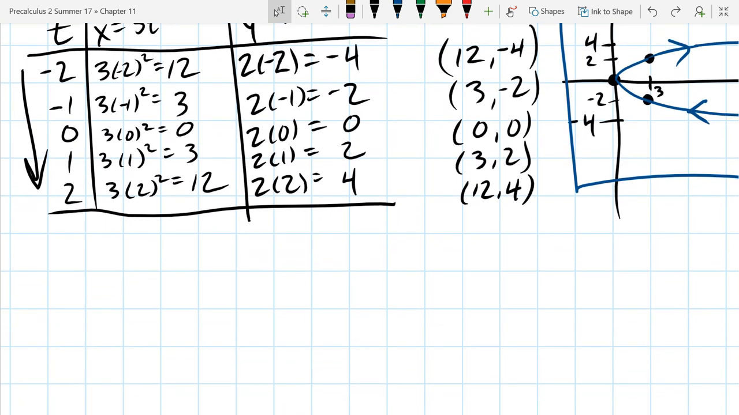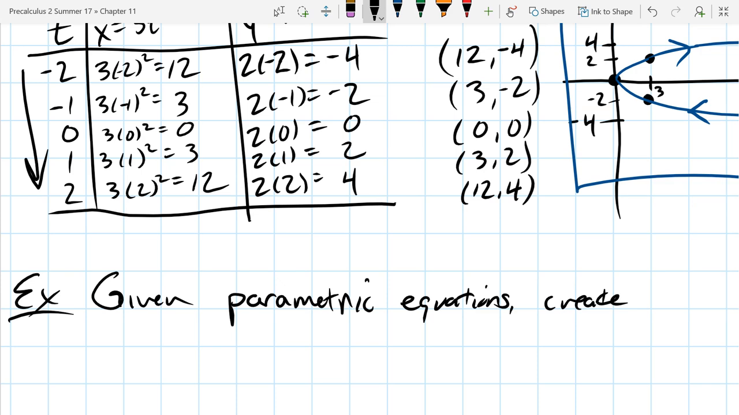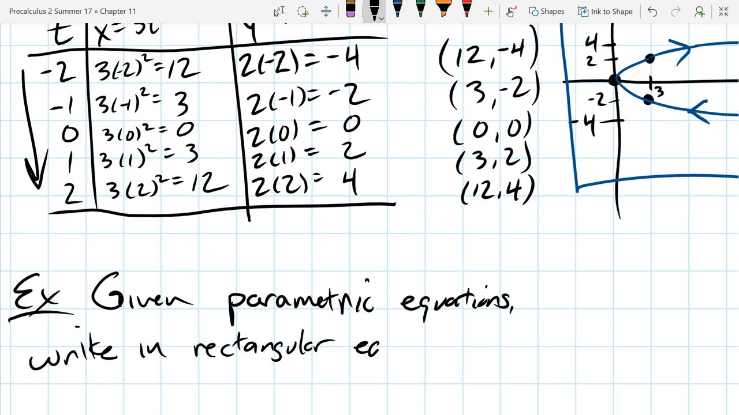So we're going to now take a set of parametric equations, and we're going to find a rectangular equation. So given parametric equations, write it in rectangular form. I'll be very specific, write in rectangular equation.